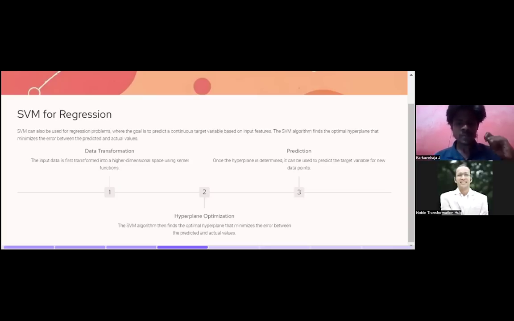Then prediction. Once the hyperplane is determined, it can now be used to predict the target variables for new data points. Once everything is done, we will go for unseen data and predict the continuous value we need to have.